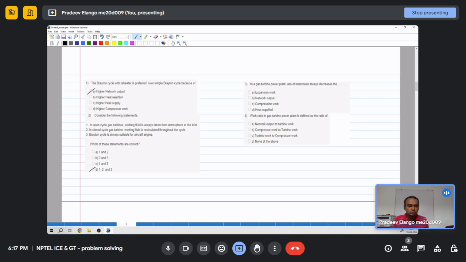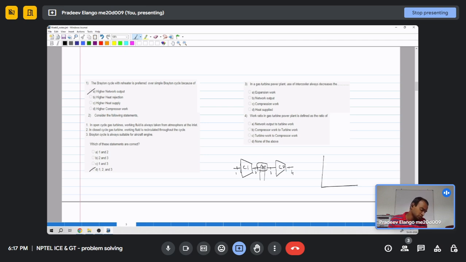What is an intercooler? I don't know about that. Okay. So an intercooler is where you have first a compressor, and then you cool it, and then you put another compressor. So instead of compressing in one stage, now you compress in two stages. So this is 1, 2, 3, 4.